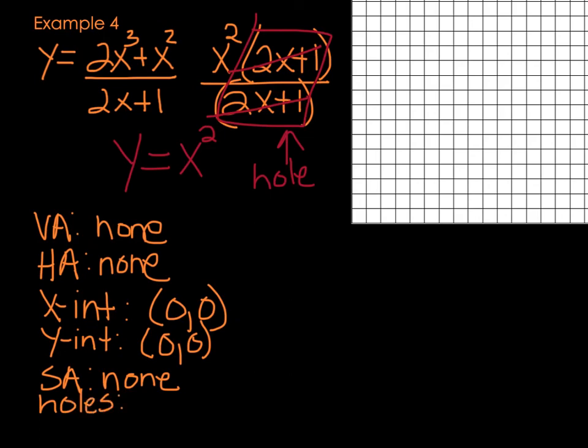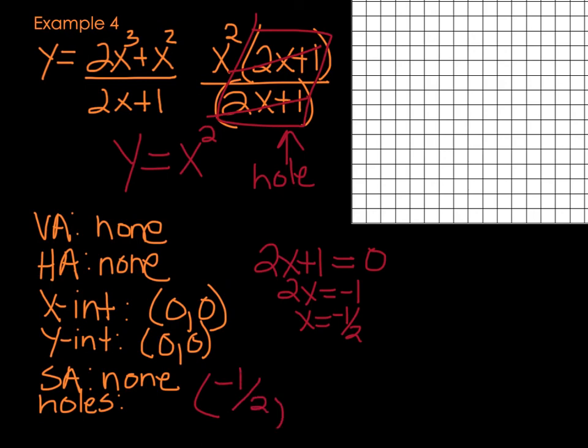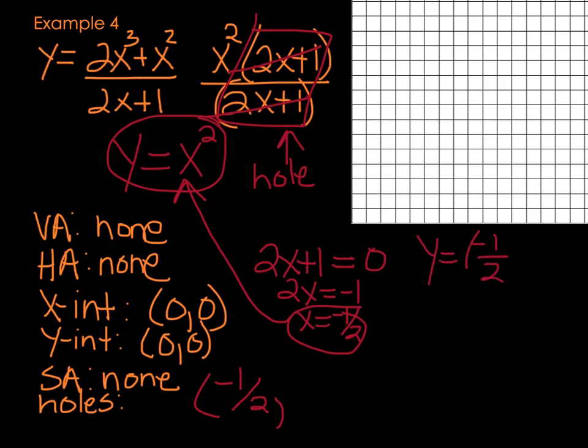There's only one. To find the hole, you take what you crossed out, 2x plus 1, and set it equal to 0. So that means we have 2x equals negative 1, x equals negative 1/2. That is the x coordinate of your hole. But a hole is a point, and you need a y coordinate. So to find the y coordinate, you take this x value and plug it into the remaining equation. So if I said y equals negative 1/2 squared, I'd get positive 1/4. So your hole is at (-1/2, 1/4).